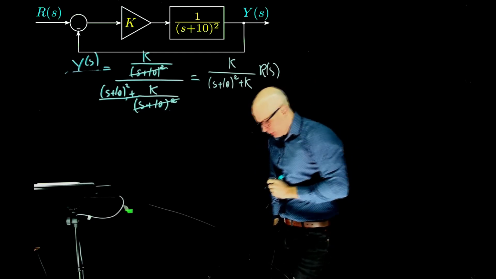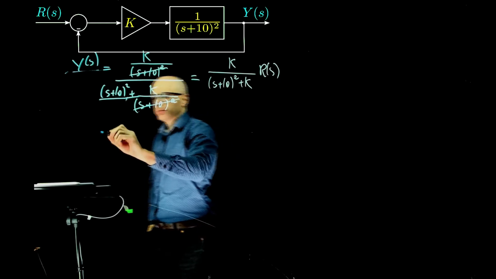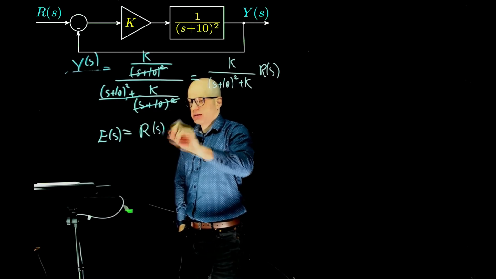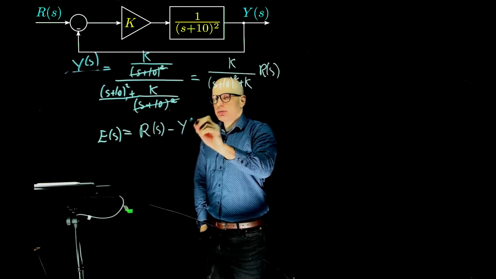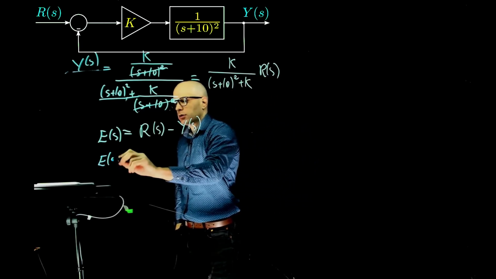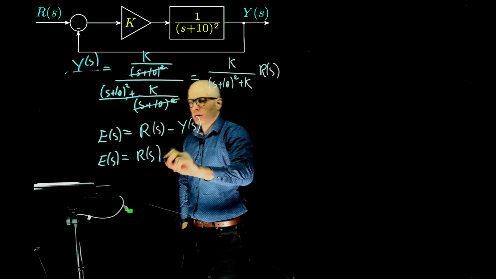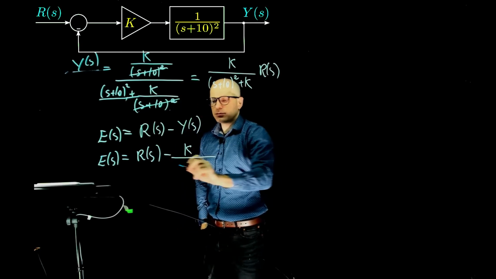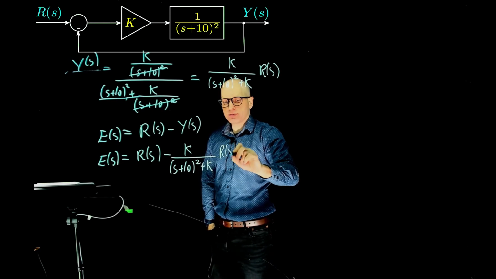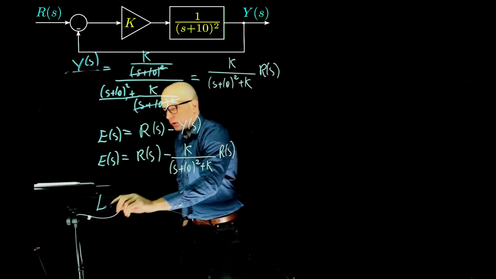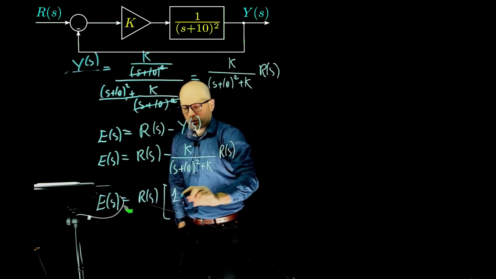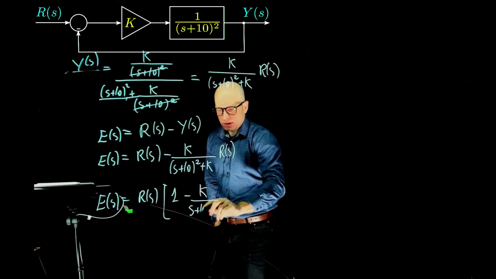Yeah. Very well. What is the error? The error is the desired input, which is R of s, minus the current output, which is Y of s. Y of s is this. So we can now recalculate the error as R of s minus all that, K over (s plus 10) squared plus K times R of s. The error is R of s times 1 minus K over (s plus 10) squared plus K.